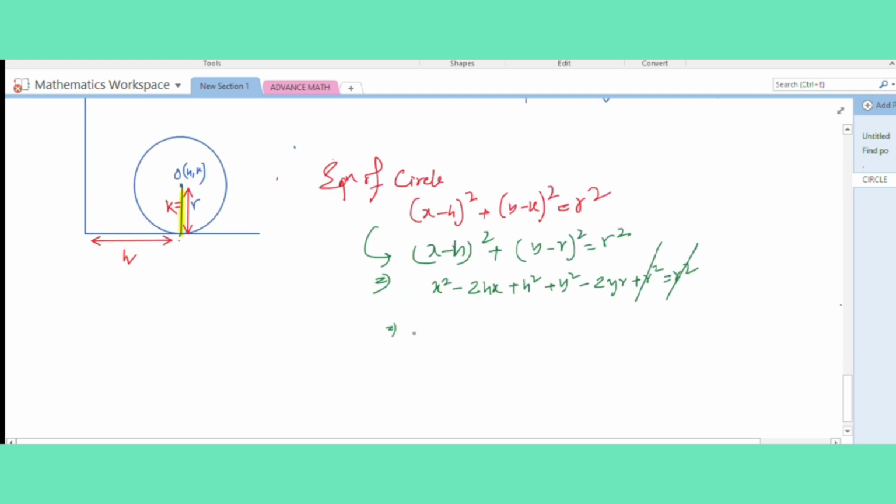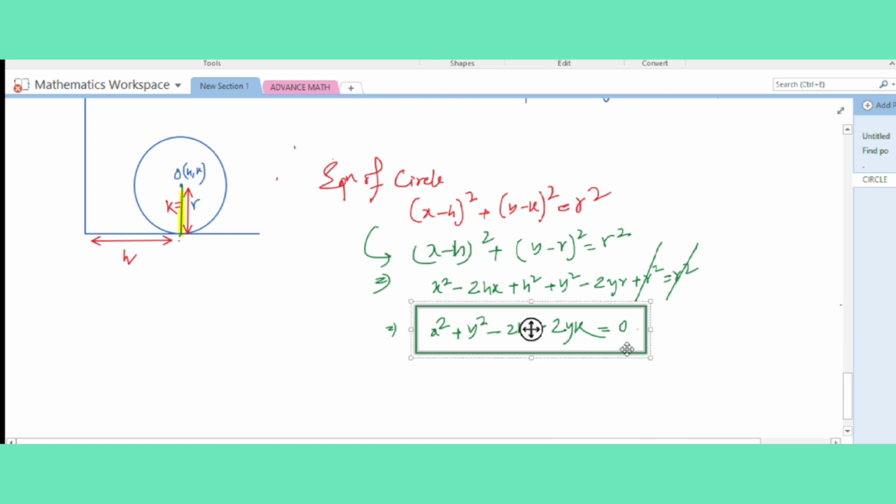So we get x square minus 2hx plus h square. Or you can write like this, the general form: x square plus y square minus 2hx minus 2yk, I am putting here r equals k, equals 0. So this is the equation when it touches the x-axis.